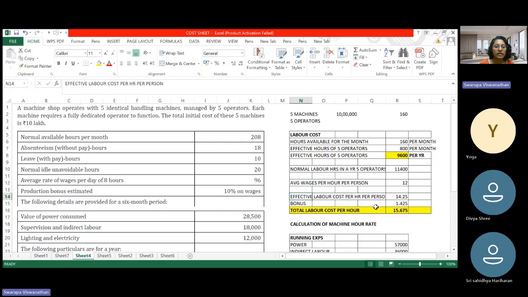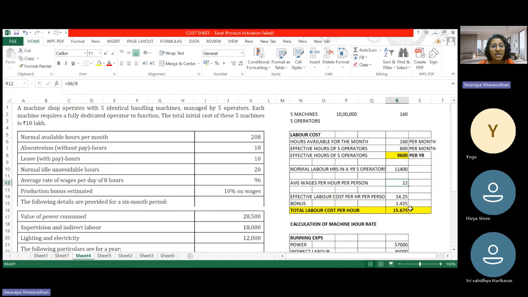Okay. Now, there is a production bonus of 10% on wages. So what will be the bonus? 10% of 14.25. So the labor cost per hour is 15.675 for 9,600 hours, because we need to find out the machine hour rate. Machine hours are only 9,600. The laborers are allowed even leave with pay. So the total labor hours for which we are paying is 11,400, but the effective machine hours is only 9,600. So we need to change this average rate of wages for 9,600 hours.